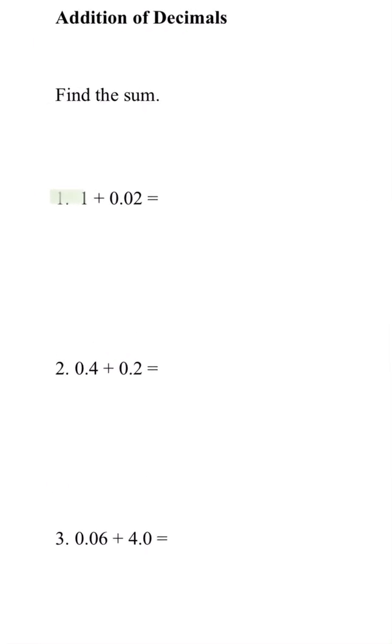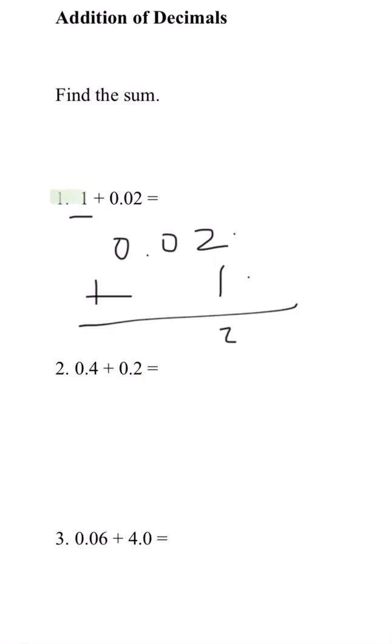So let's start with number 1. So remember to align the decimals, right? So then we need the place values to be aligned. So 1 plus, oh wait, can we write it like this? 0.02 plus 1. And then so 2 plus 1 equals 3, 0.0. Is that right? No, that's totally wrong. Why? Because we didn't align the place values, right?